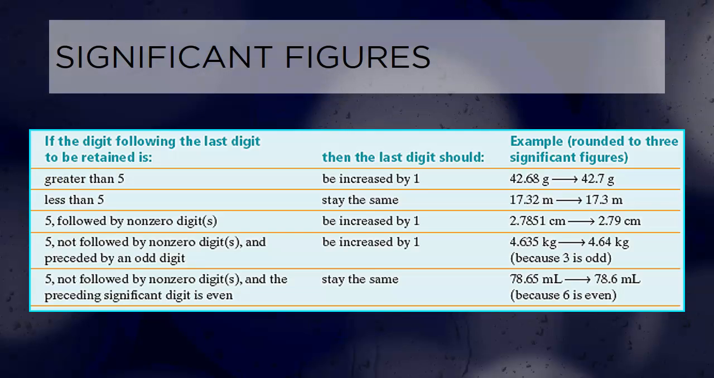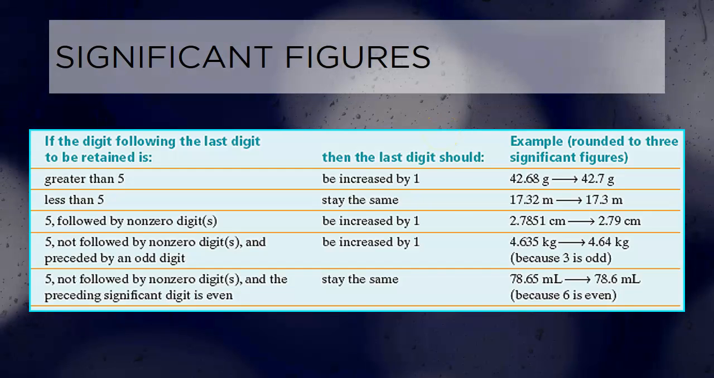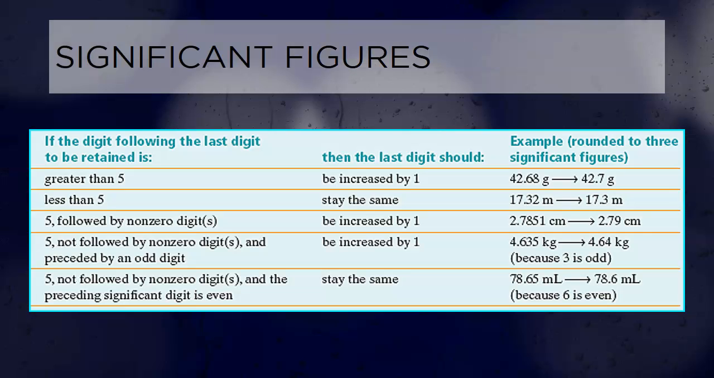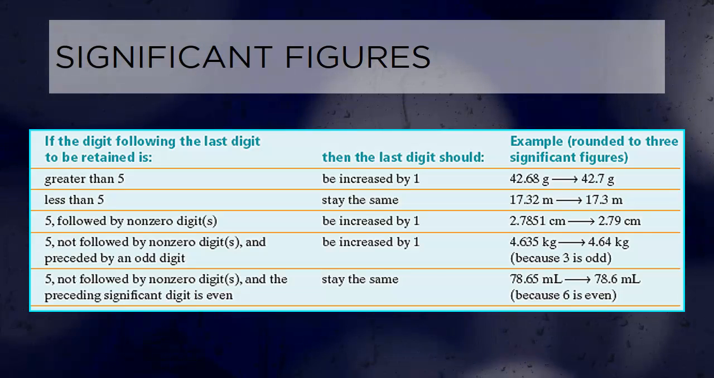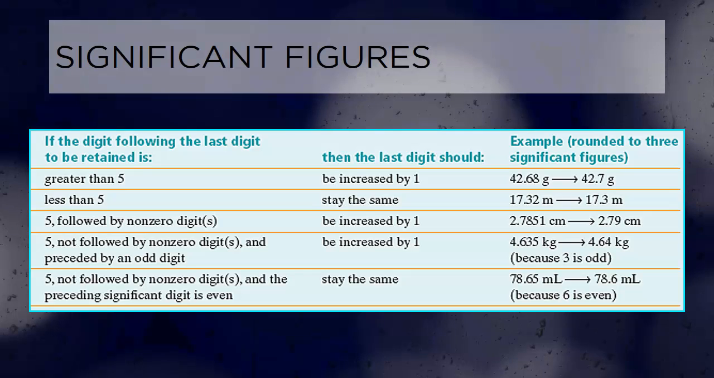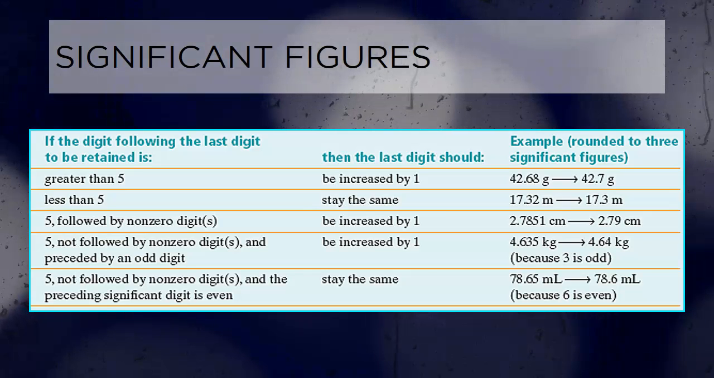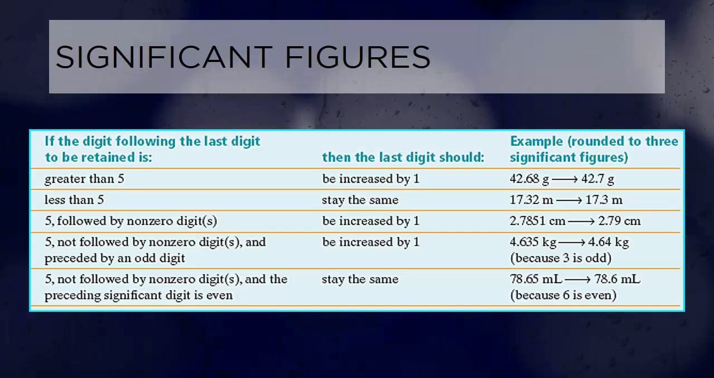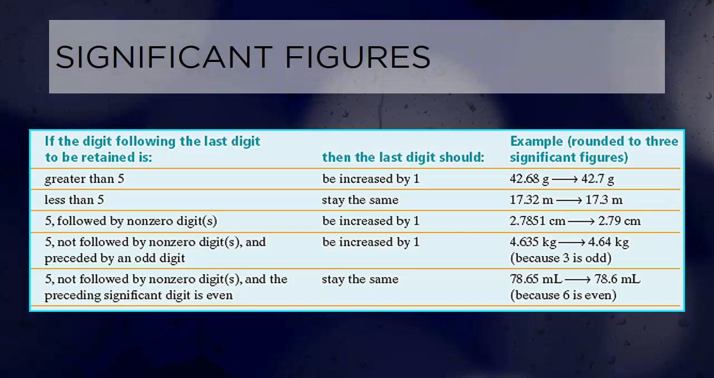So I think that we're going to talk about rounding. I think we've done this since like elementary school, so most of this should be common sense at this point. But I'll go through the rules. If it's greater than 5, we're going to increase the number by 1. So 42.68 becomes 42.7. If it's less than 5, I'm going to keep it the same. So 17.32 becomes 17.3.